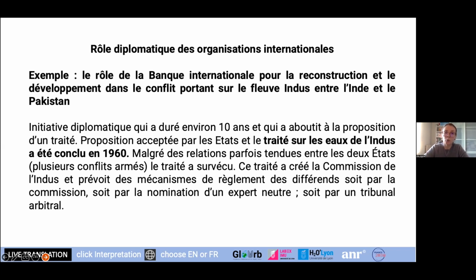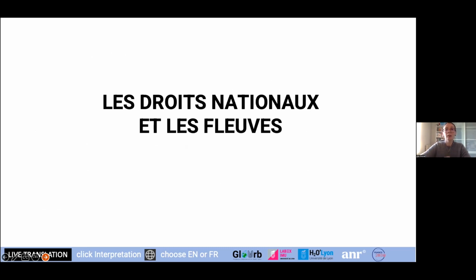So conflicts could be settled by the committee itself or by the appointment of a neutral expert, appointment by the state, or by an arbitration court. So the choice, of course, is for the states to make. So the most suitable means need to be chosen.